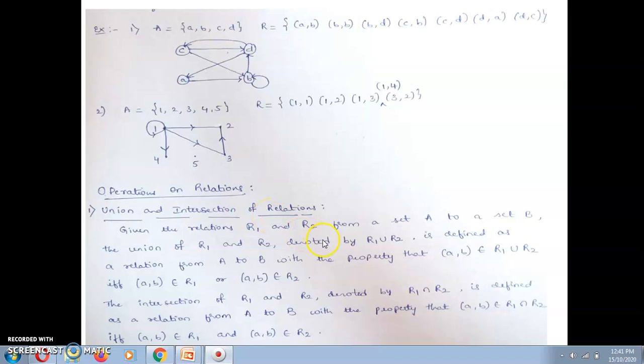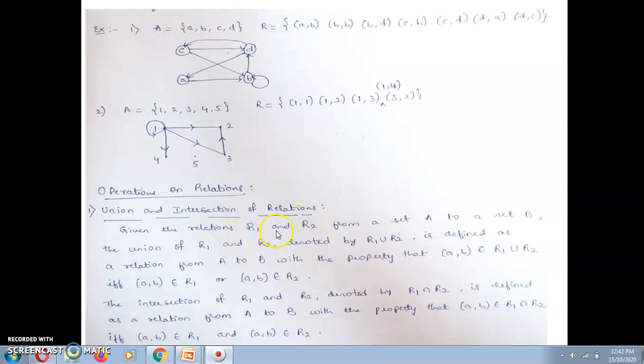Hello everyone. Let us start our next topic, that is operations on relations. In the previous video we have seen what relations are and some examples of relations. In this video, we'll see what the union and intersection operations on relations are.